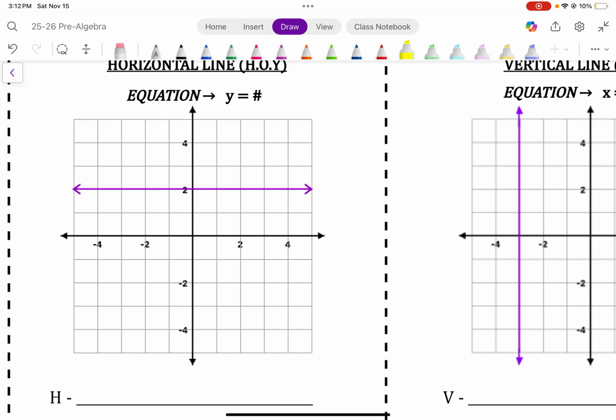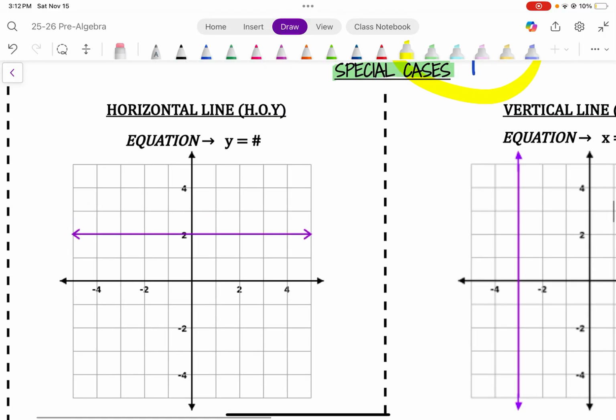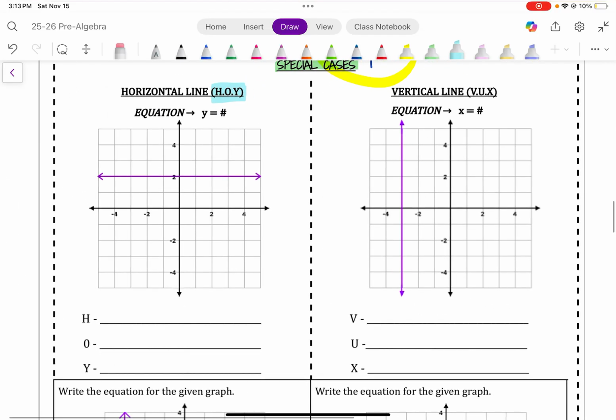So our equation, I can see that this is a horizontal line, and we're going to use these 3 letters, HOY, to talk about the 3 characteristics of horizontal lines. Remember, a horizon is where the earth meets the sky and it goes flat across. So these letters in HOY stand for horizontal. The slope is 0.